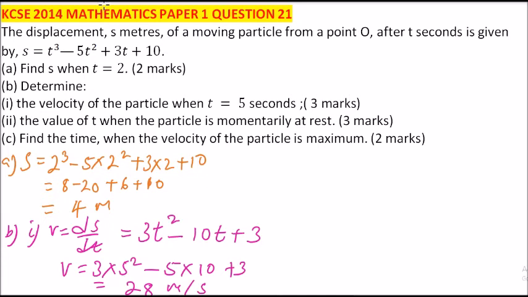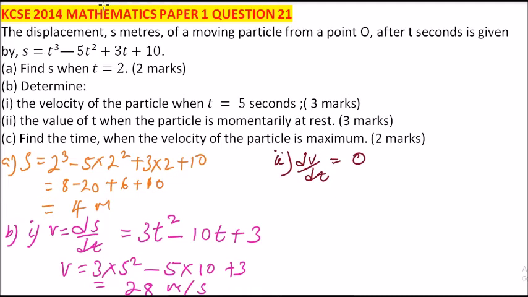Then we have part Roman numeral 2, where we are told to find the value of t when the particle is momentarily at rest. So at rest, it means that dv over dt is equal to 0, and therefore that is the velocity, and this should be ds.